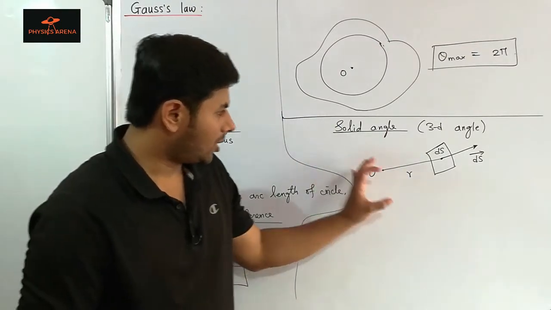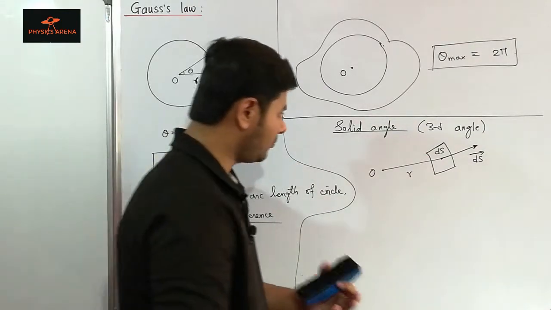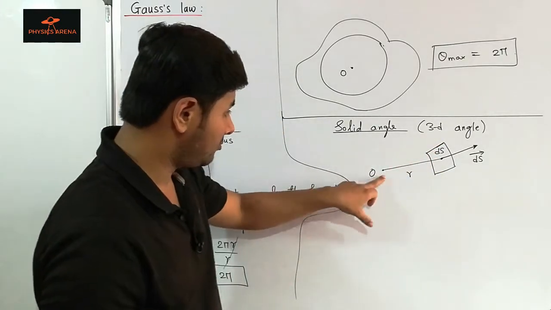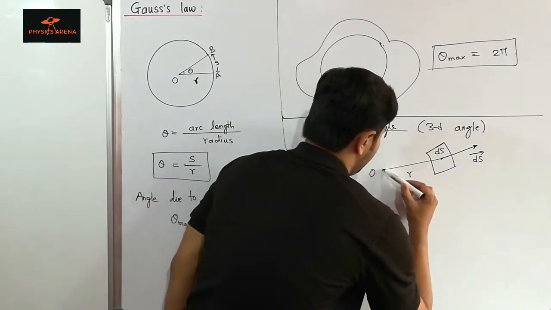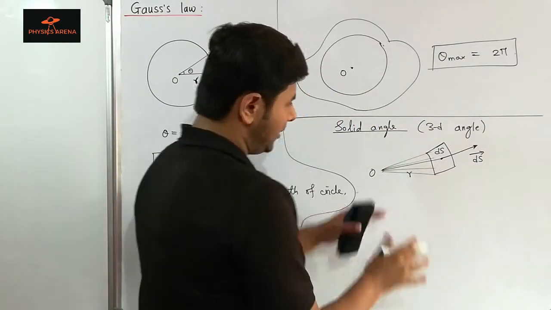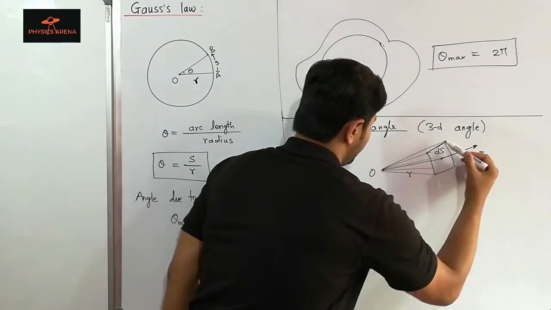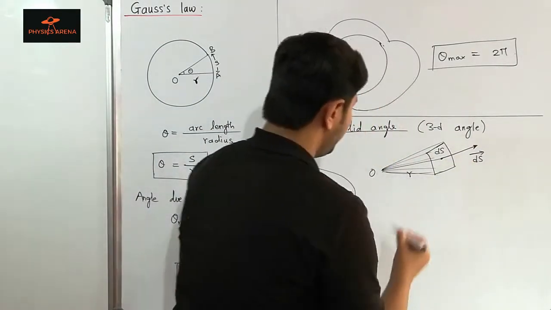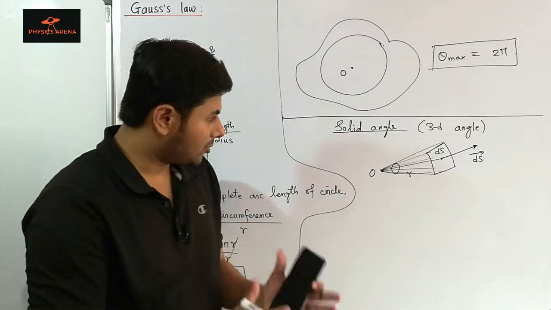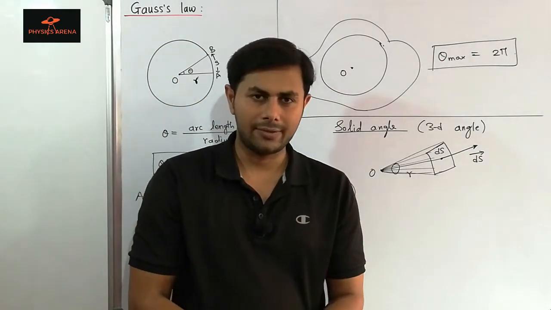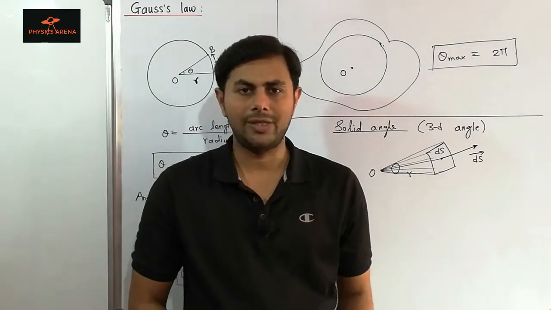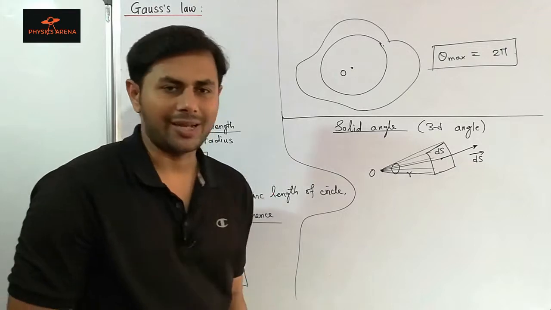Now the solid angle is what we get when we join all the points of the periphery of ds with this point O. So you can imagine when we join all such points at the periphery of ds with O, what we are going to get is a cone-like thing. That cone is the 3D angle and it is called the solid angle. The question is, how do we measure this cone or the solid angle?